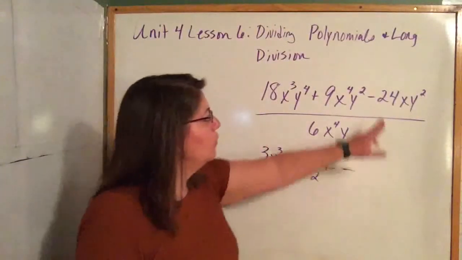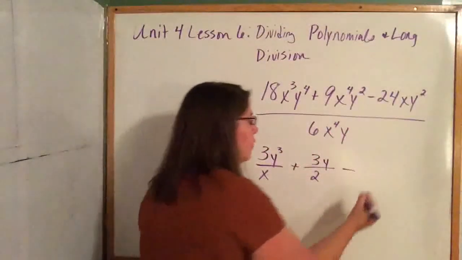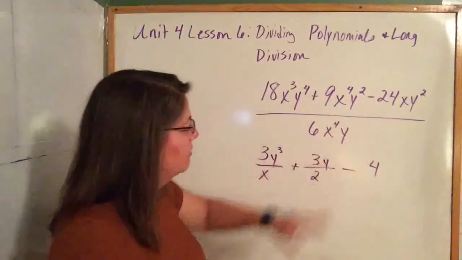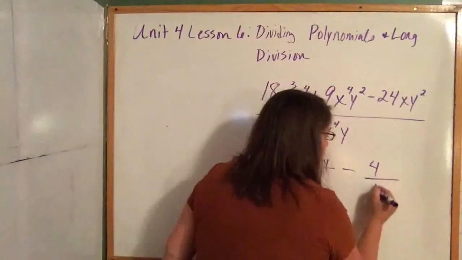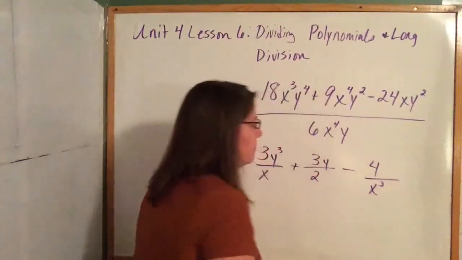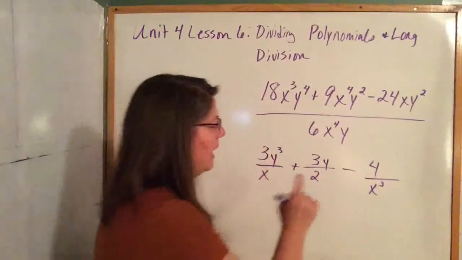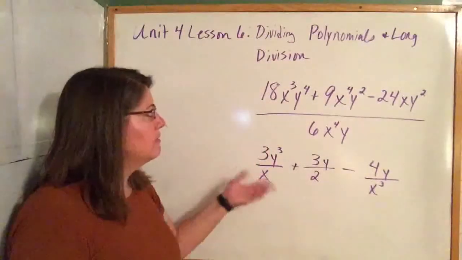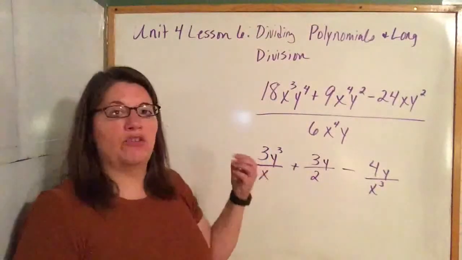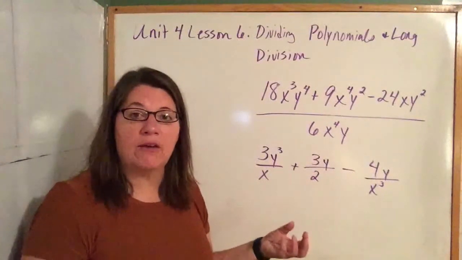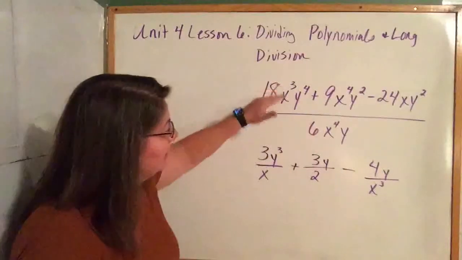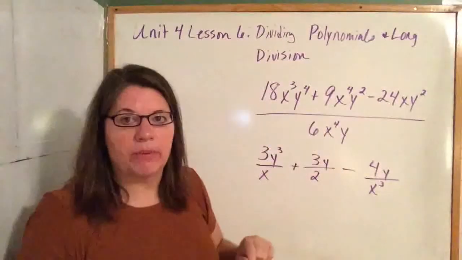And then 24 divided by 6 is 4 on top. X over x to the fourth, that's going to be 3 x's left on the bottom. And then y squared over y would give us 1y left on top. So really this is nothing more than the distributive property, but instead of multiplying to get our answer, we're dividing to get our answer. It's very similar to the distributive property.